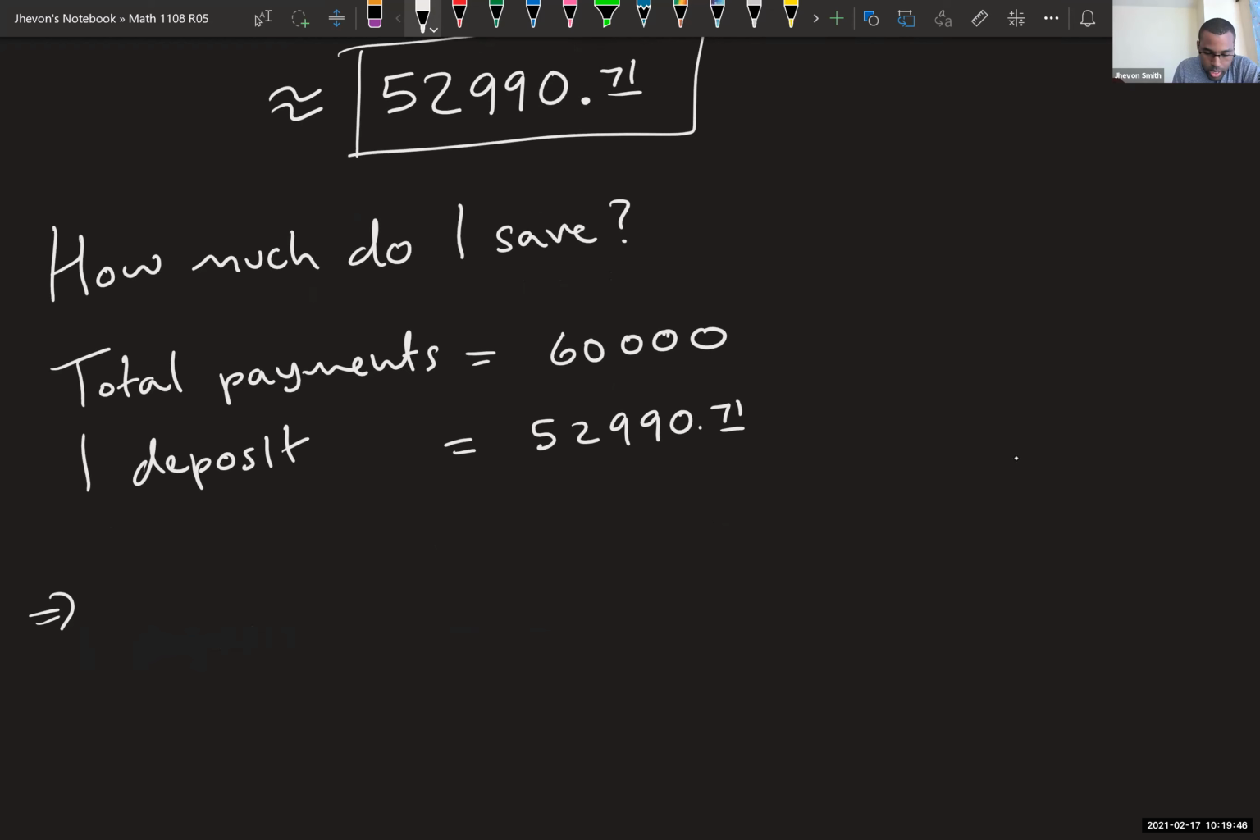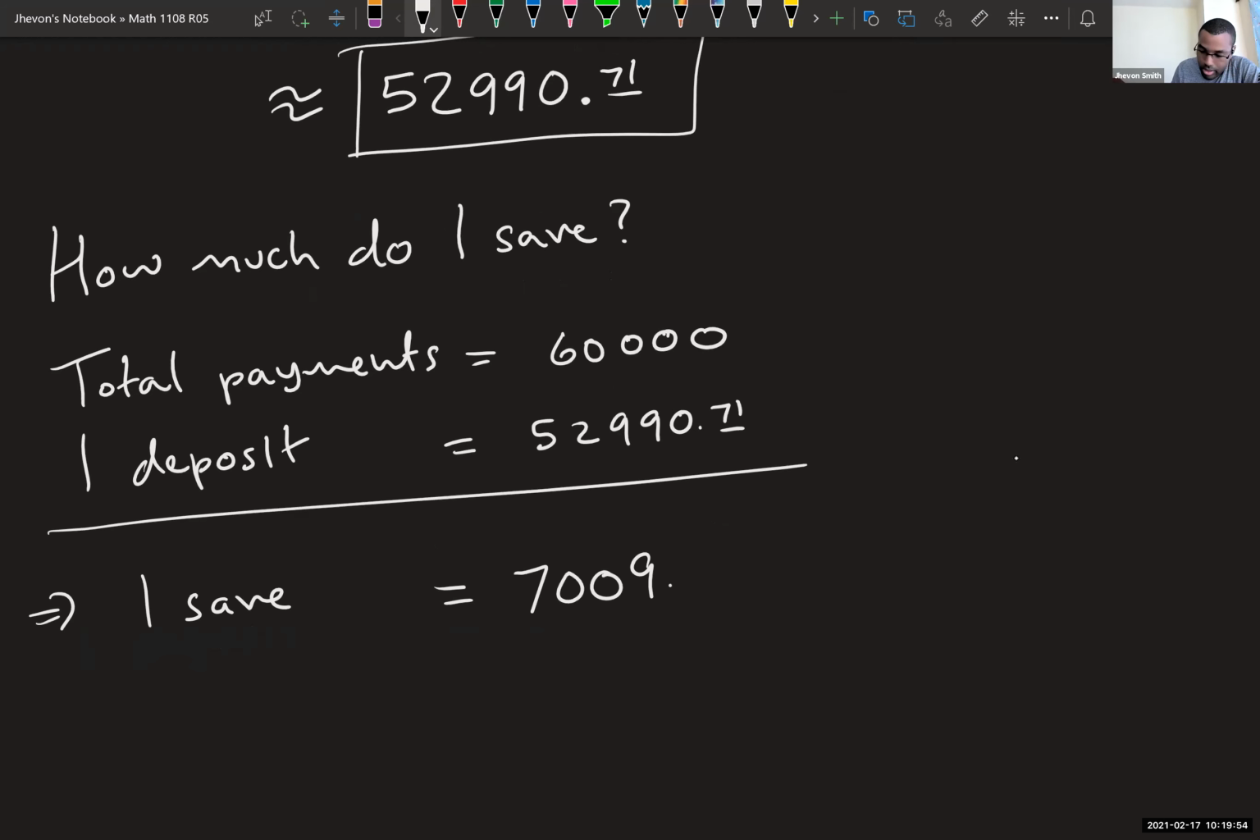So this means I save, at this point, it looks like $7,000. So this might be worth it, right? It saves you 7 months of payments. You can get the money you want for almost a year less, well, a little more than half a year less work.